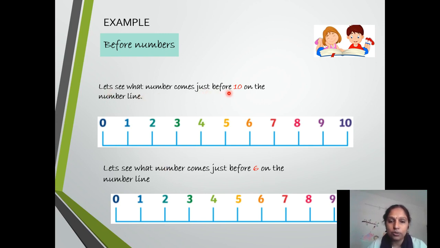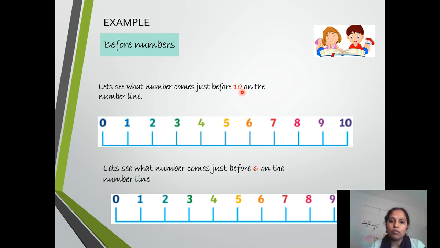Now look at this example. We are going to see the number which comes before 10. So can you just tell and see which number comes before 10? Can you just tell orally? 1, 2, 3, 4, 5, 6, 7, 8, 9, 10. So before 10 what number did we say? 9. So 9 is the before number, correct?